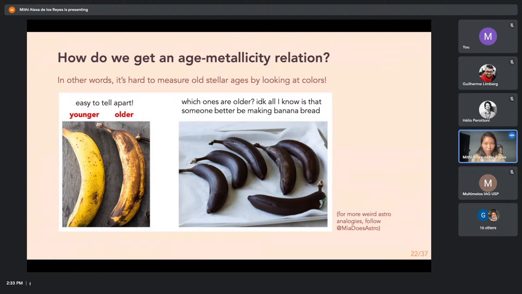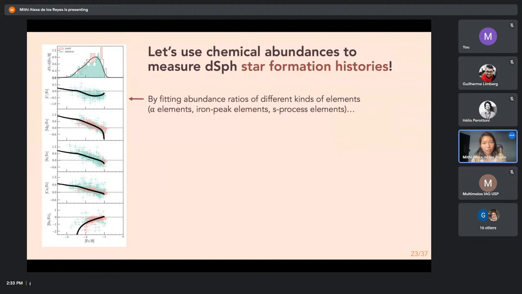And so to get around that, instead of looking at colors, we'll use the chemical abundances of these stars. So we'll use spectroscopy rather than photometry to measure the star formation history of a galaxy. And so this is not a new idea. People have used chemical evolution models to model galaxy evolution. But this is sort of the first time that our goal is to get out a star formation history just from spectroscopic information. And we do this by fitting abundance ratios of a lot of different kinds of elements.